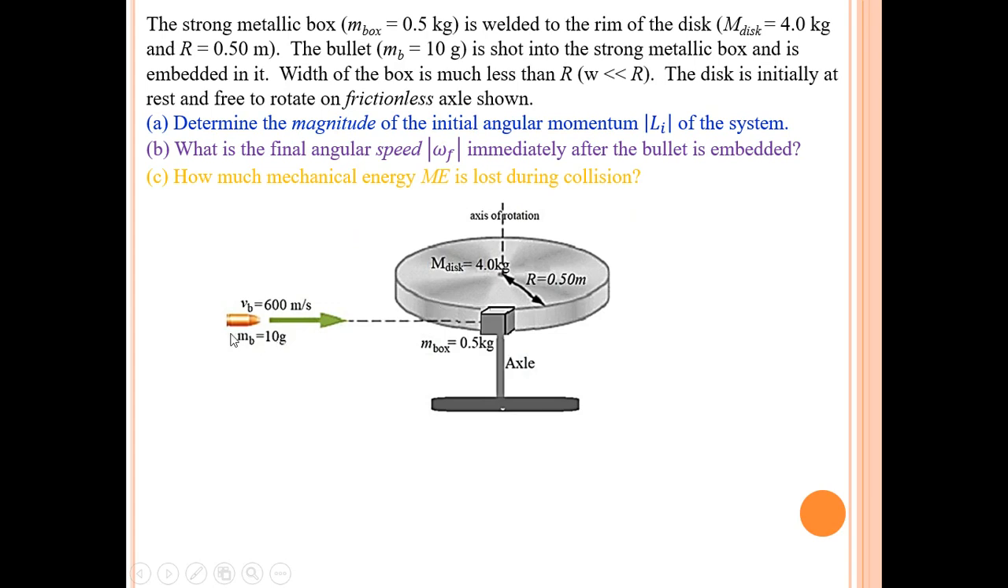So the diagram shows there's a bullet moving to the right, and then it's going to strike this metallic box, which is welded at the end of this disc. So therefore, the whole entire system is going to rotate after the collision.